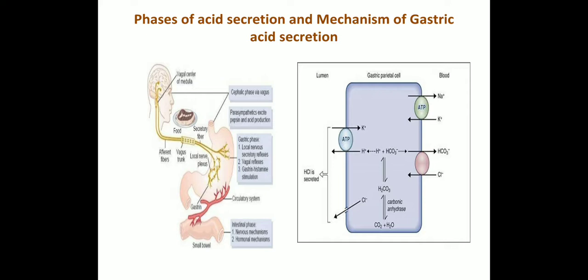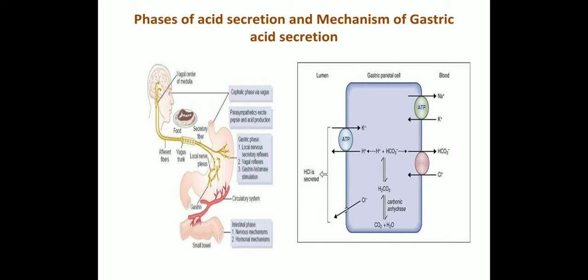So gastrin as well as the histamine are also responsible for increased secretion of the acid in this particular phase. Next phase is called the intestinal phase. Once the stomach is distended and the food starts entering into the intestine, the intestinal phase starts, and it is mainly responsible for the inhibition of the acid secretion. The above two phases are responsible for stimulation of the acid secretion, but the intestinal phase is responsible for decreasing the acid secretion, which involves neuronal as well as hormonal mechanisms.